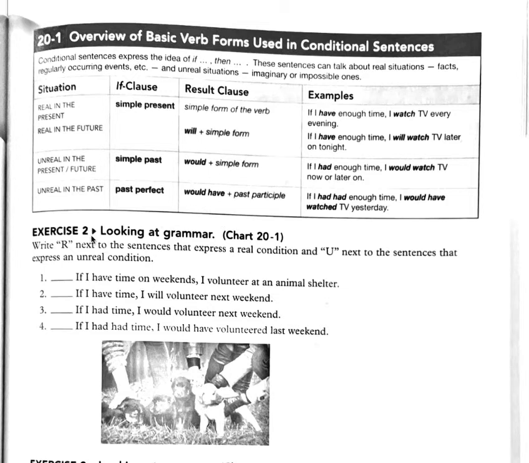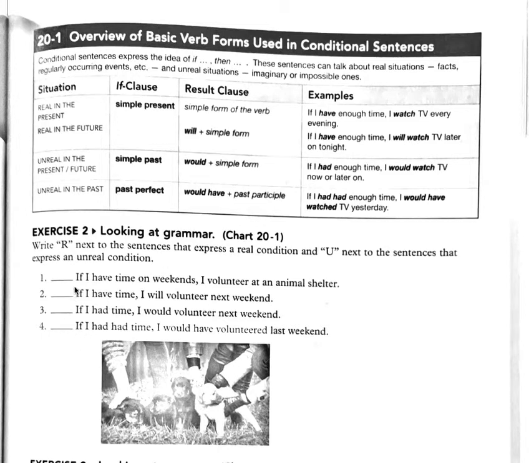So if we look at exercise number 2, write R next to the sentences that express a real condition and U next to the sentences that express an unreal condition. So if it's real, your if clause verb is going to be in the simple present, and in the result clause, the verb is going to be in the simple form or will plus a simple form. If it's unreal, either the if clause is going to be in the simple past or past perfect, or in the result clause, would plus a simple form or would have plus the past participle.